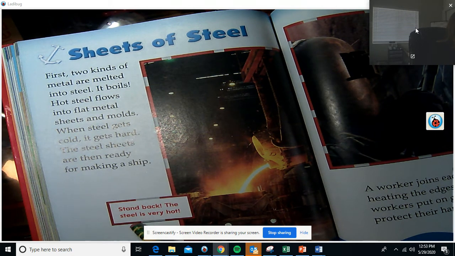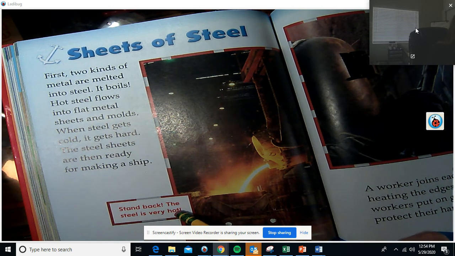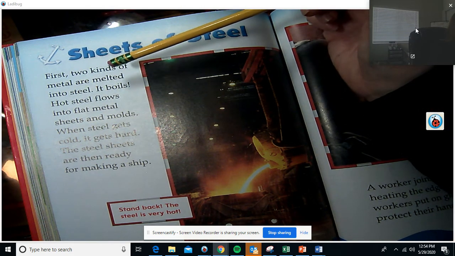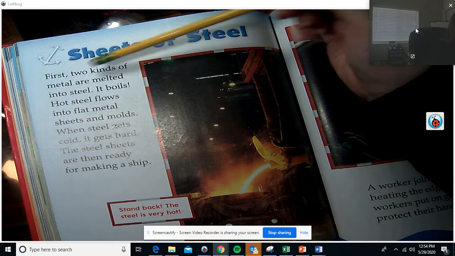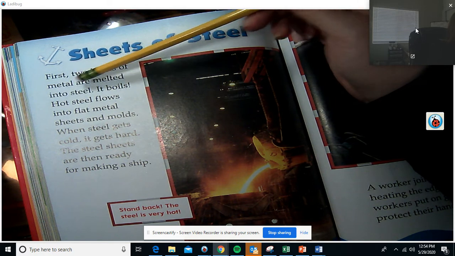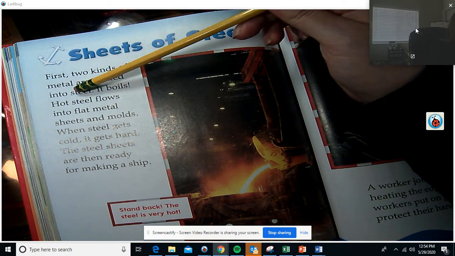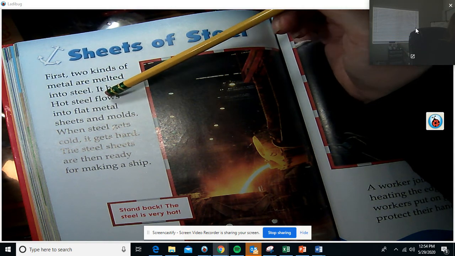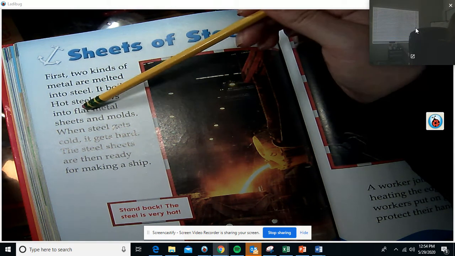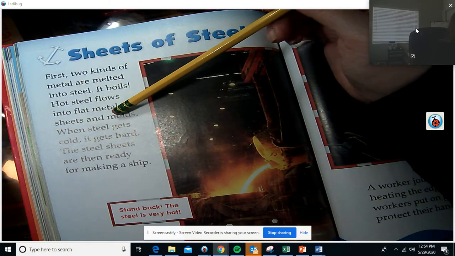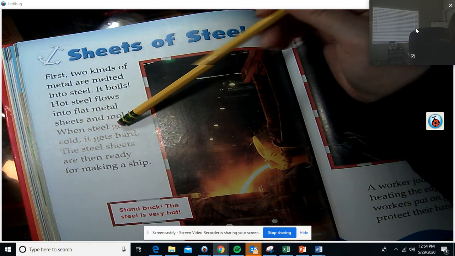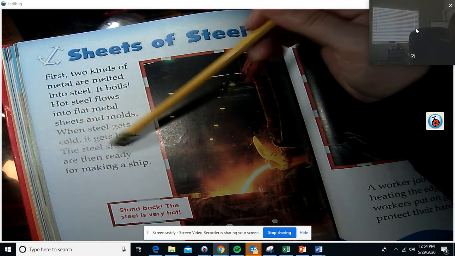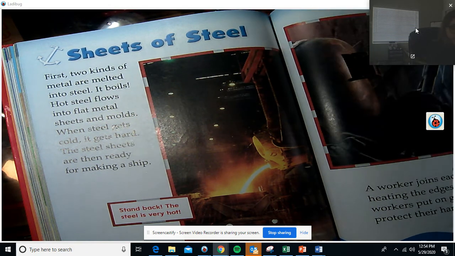Stand back. The steel is very hot. So they use two types of metals. Some facts that we learn here is that they used two kinds of metals and they're melted into steel. It boils, and when the steel is boiled, it flows into flat metal sheets and molds. And when the steel gets cold, it gets hard. Then the steel sheets are used for making the ship.